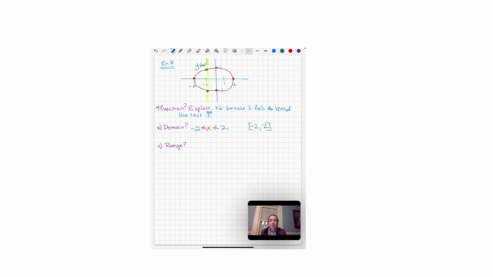I got a no-go on the function situation because I have a spot, in fact I have many spots, where it does not pass the vertical line test. I drew one so my teacher would know that I knew.